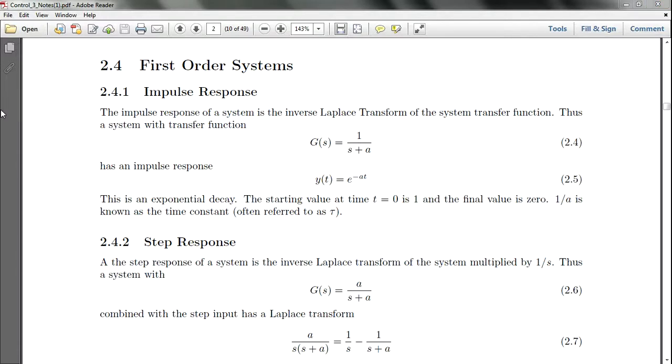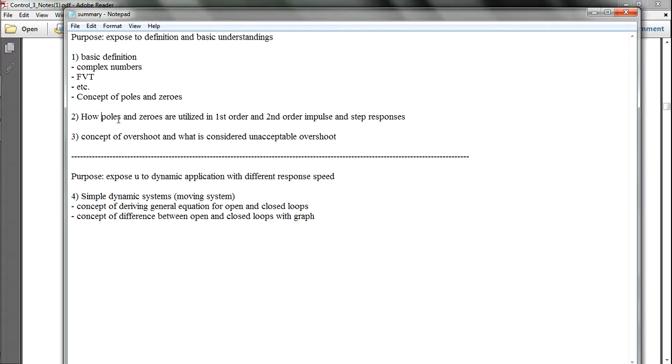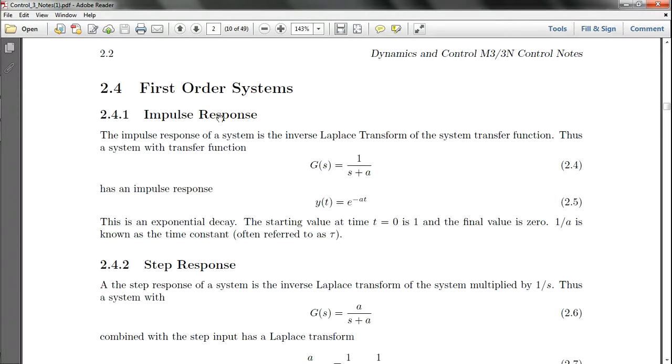This is the second video on lesson one. We'll talk about poles and zeros and how they are utilized in first and second order impulse and step responses. So let's talk about first order first. For first order impulse responses, the transfer function is 1 over s plus a.